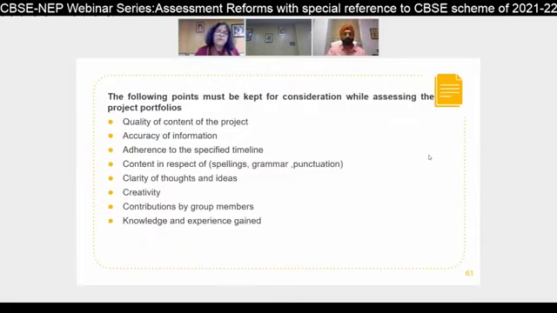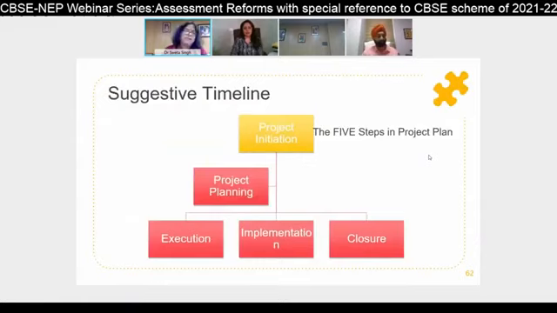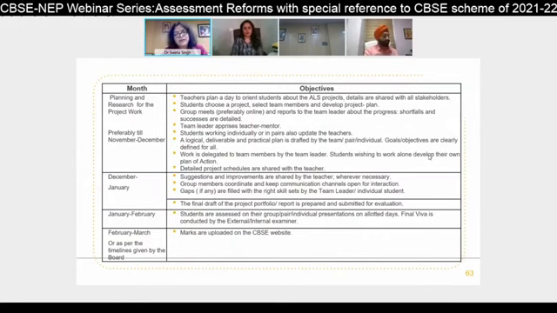While assessing the project portfolio, the parameters are quality, accuracy, adherence to the timeline, content in respect of spellings, etc., clarity of thoughts, creativity, contribution by group members, and knowledge and experience gained. This is once again a suggestive parameter for assessment. For timelines, we have given 5 steps in the project plan: project initiation, planning, execution, implementation, and closure. A suggestive timeline has also been given along with the circular in the guidelines. You can have a look at that.